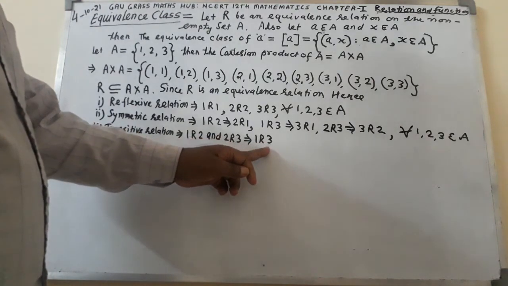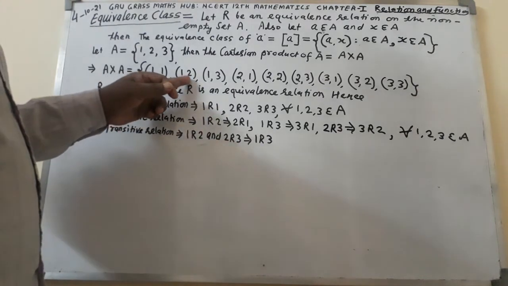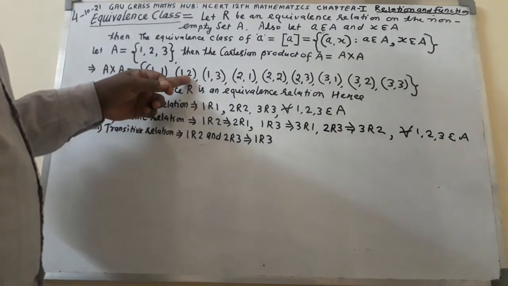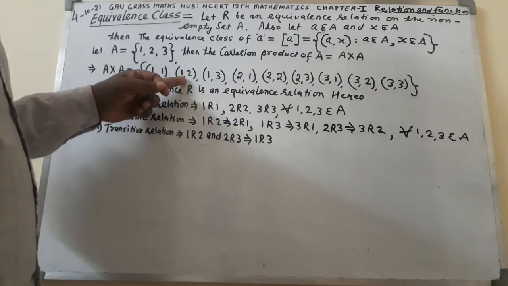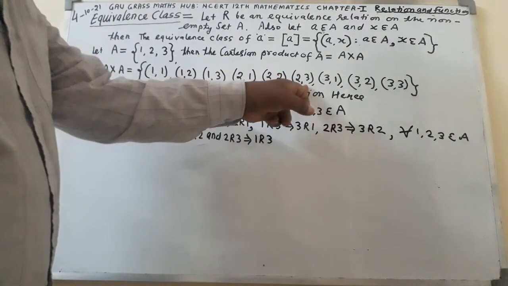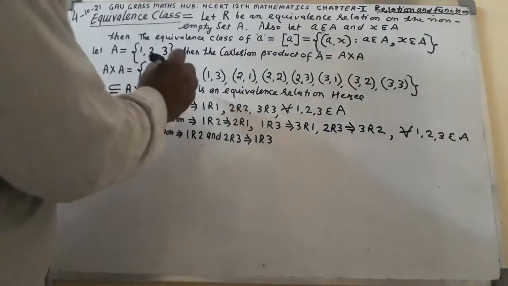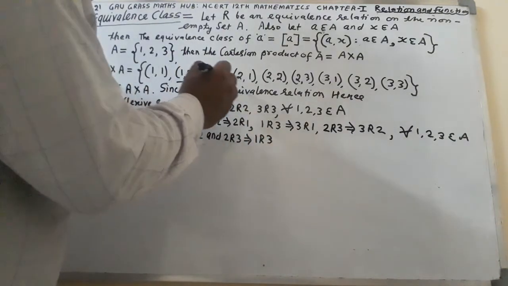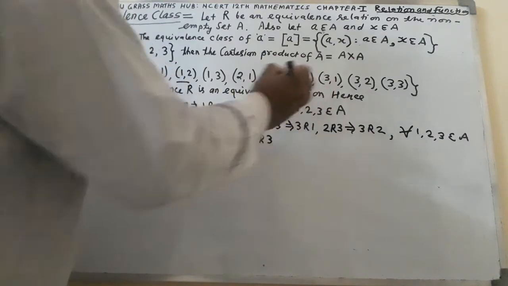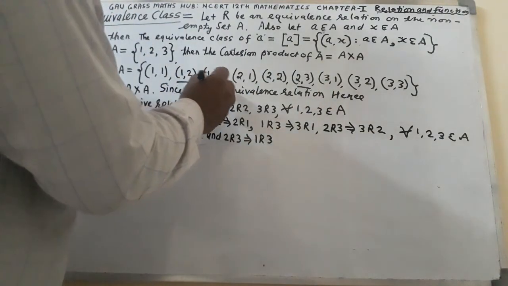1 related to 3. So this one, 1 related to 2 and 2 related to 3, then 1 related to 3.